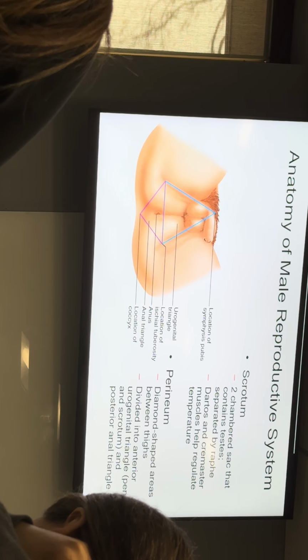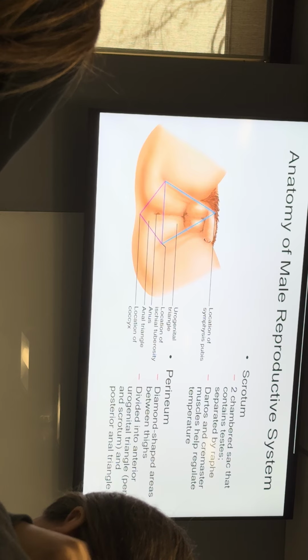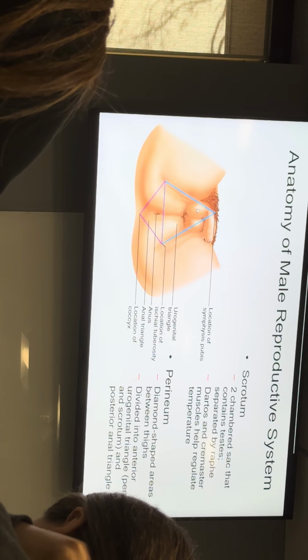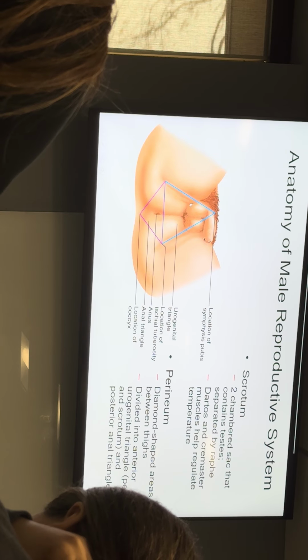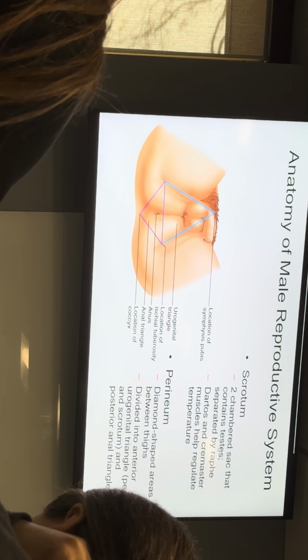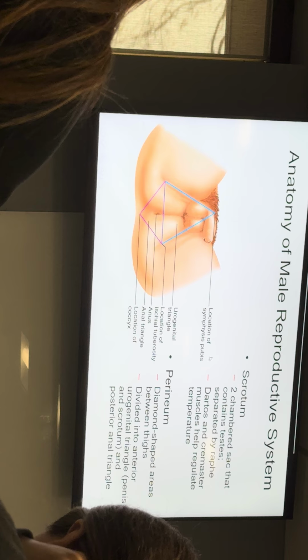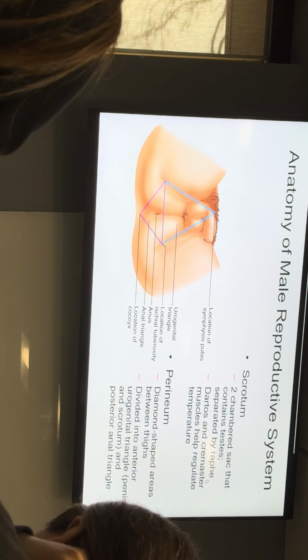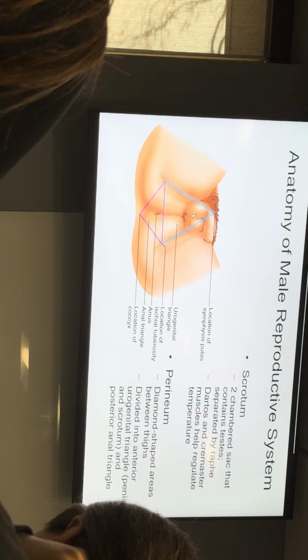Okay, so we're going to start with the male reproductive system first, and then the female reproductive system. Starting on the outside, we have your scrotum. Your scrotum is a two-chambered sac, and in each one of the chambers is one testicle. Your scrotum is divided by that line that runs down the scrotum called the raphe. So that line running down there is the raphe.